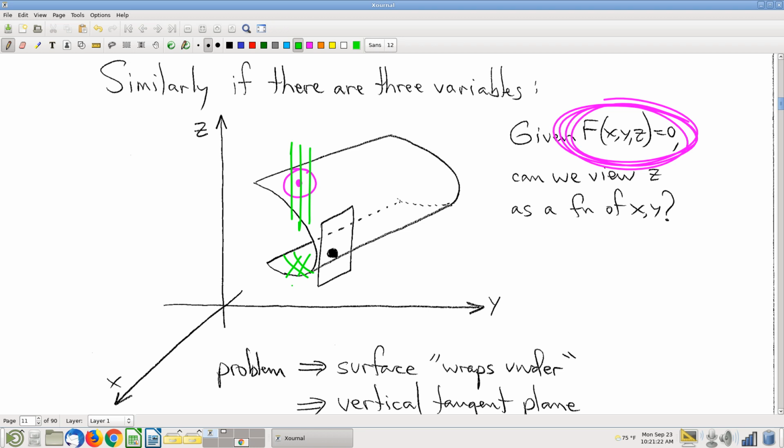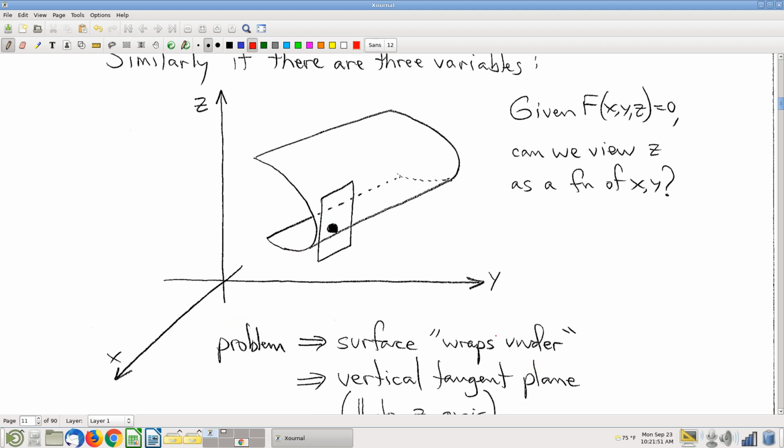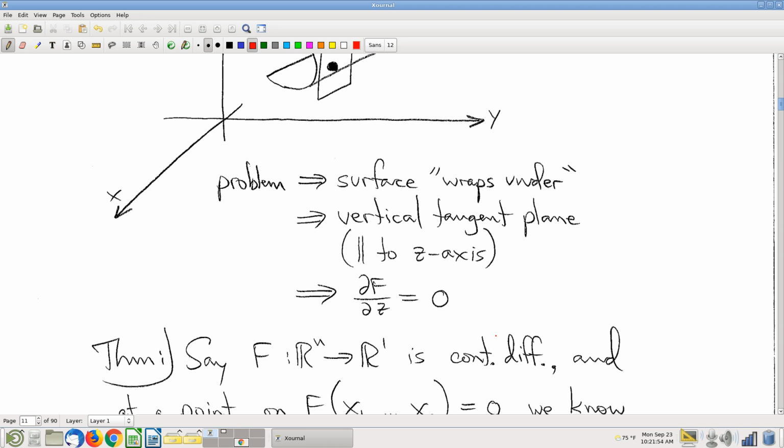But looking at nearby points, very often, yes, you can choose to view one of the variables as a function of the others. But sometimes you also clearly cannot. And the analogy is quite strong with the single variable case. The point is that if there is a problem such as we see here, what that problem is, is that the surface is in the process of kind of wrapping under itself. You can trace this argument through, and we did that last time, so I'm going to leave that to you all to review.